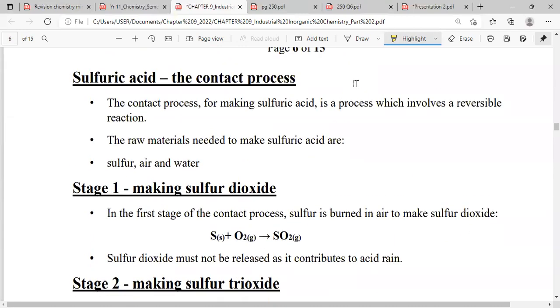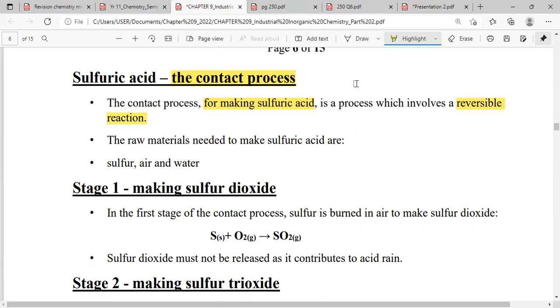This is the main part of the topic. Okay, contact process. So you must have seen that in this particular chapter we come across a lot of processes. Hall-Heroult process, basic oxygen process, Haber process, and now we have the contact process. So let's see what's the use of the contact process. The contact process is for making sulfuric acid. Remember, the Haber process was to make ammonia. Contact process is to make sulfuric acid, and just like the Haber process, here also you have a reversible reaction.